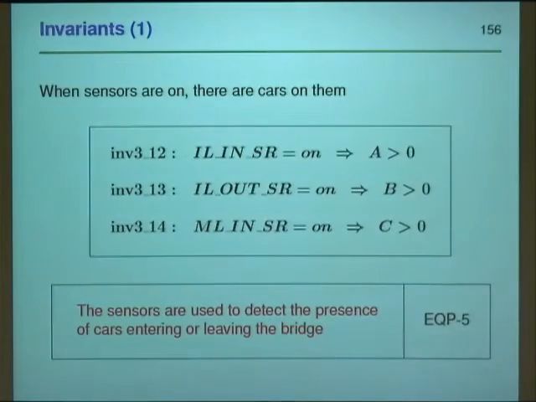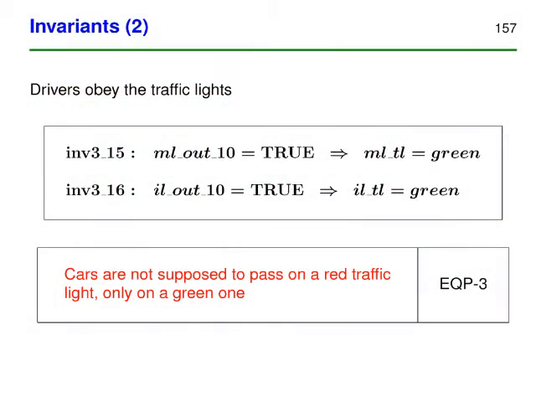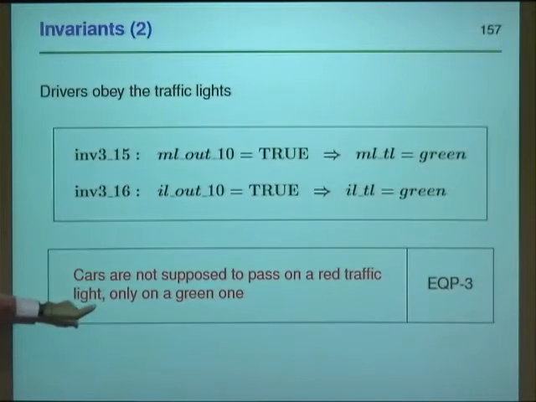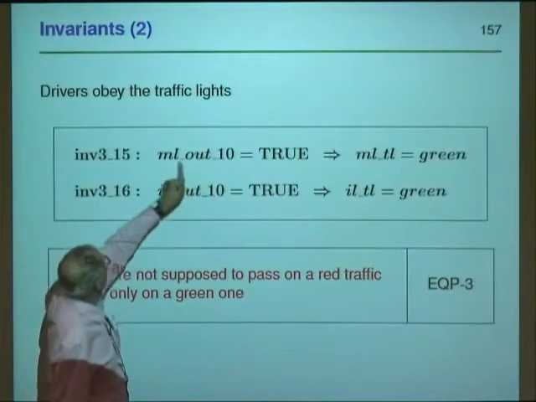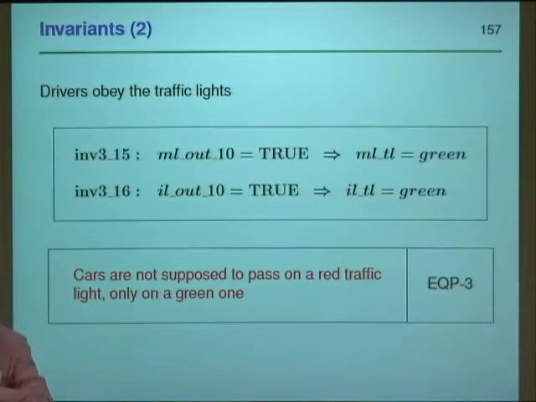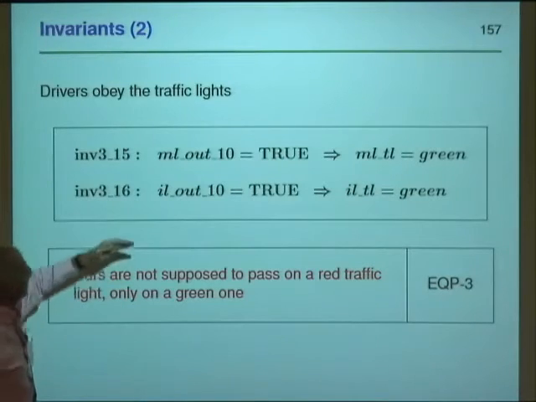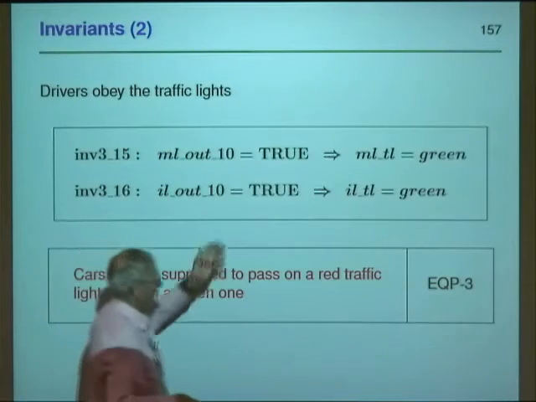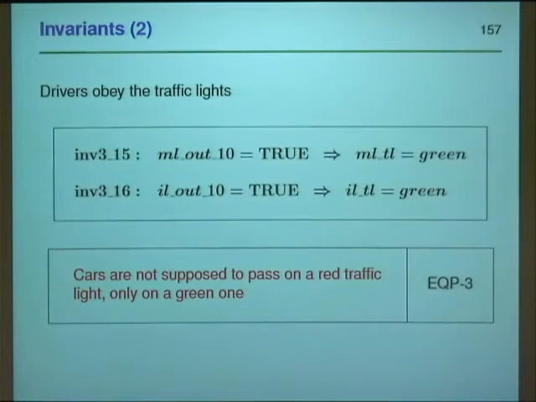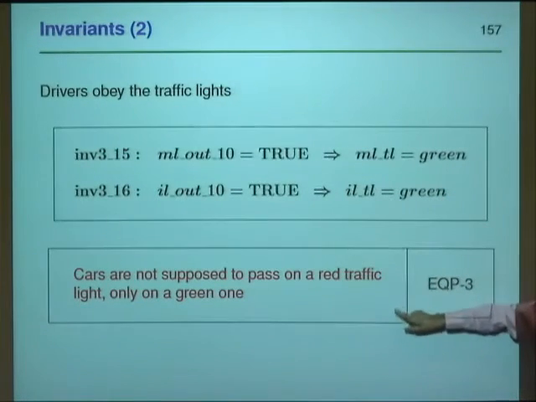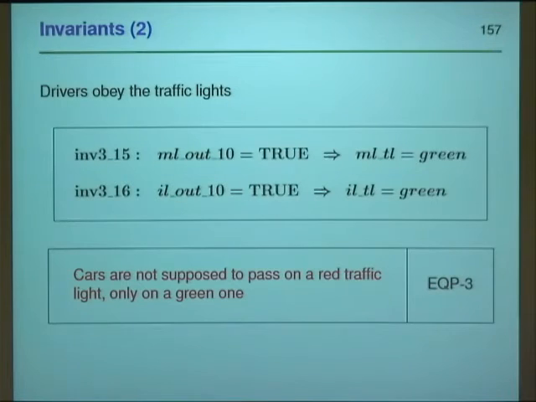They are physical invariants. They are invariants of the environment. And here, cars are not supposed to pass on a red traffic light, only on a green one. And you see when ML out 10 is true, which means that the interrupt has been sent to the computer, then it's because the car is moving out of the sensor it was sitting on. Then MLTL must be green. So here we take into account this rule, and the same for ILTL.